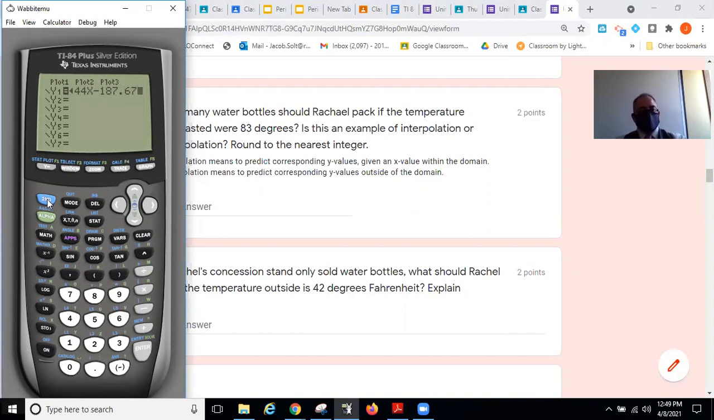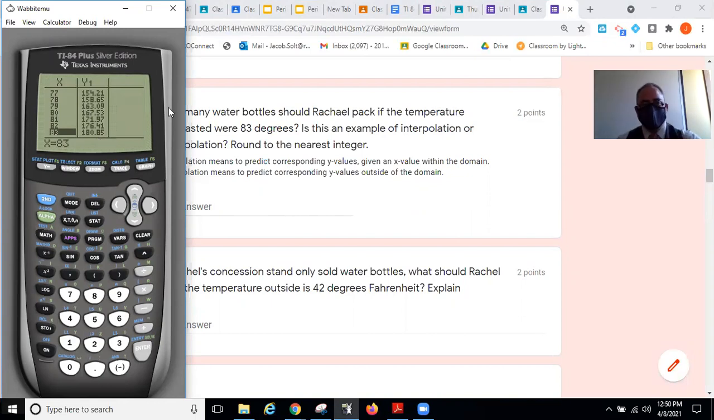I'm going to go to the table now. I'm going to press the second and graph button. That brings me to the table. See tables in blue there. And I could scroll all the way down to 83 degrees. This is why I don't usually do it this way, because I don't like to sit here and wait for it to get to 83 degrees. There is a way to do it quicker. But there we go. So if x is 83, then my y value should be 180.85.